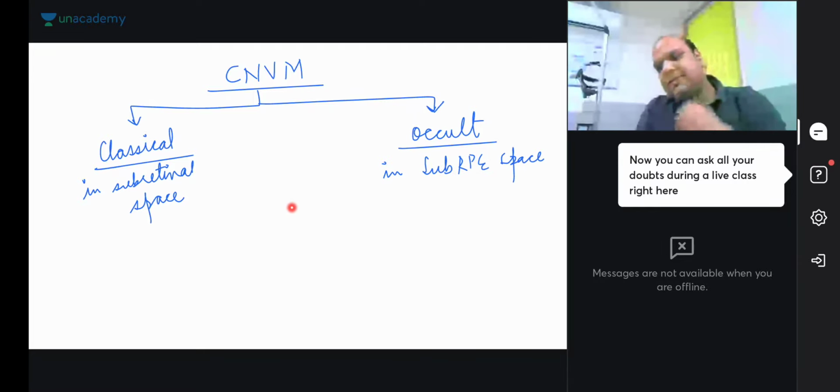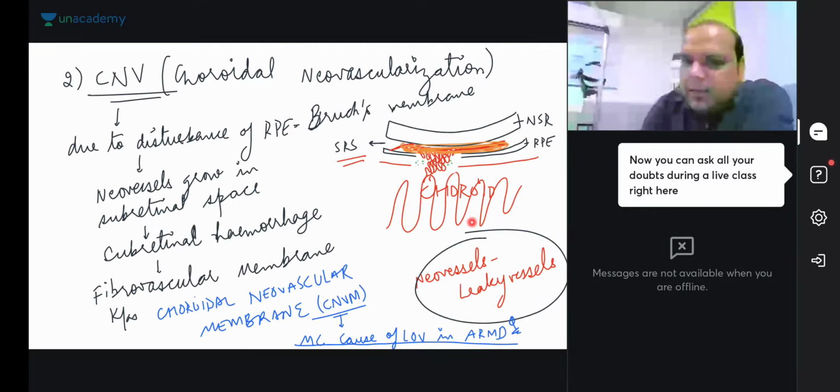It is formed in the sub-RPE space. If you try to understand, everybody, this is your subretinal space. So this is where your classical CNVM is formed, but occult CNVM is formed here, everybody. So this is your sub-RPE space. So classical CNVM, occult CNVM. Do you understand this? Am I clear, everybody here?